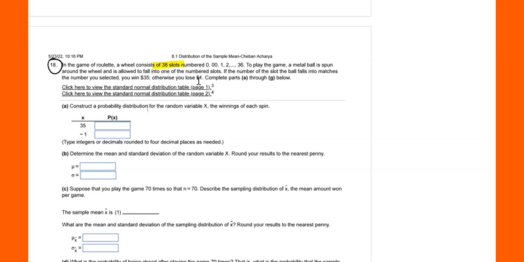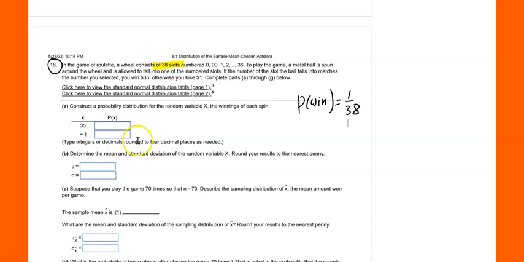All right, and the first question is construct the probability distribution for the random variable x of winning for each spin. Okay, x is 35. 35 means if you win, you get 35. What's the probability that you win? Since you select one number out of 38, therefore 1 over 38 is the probability that you win.